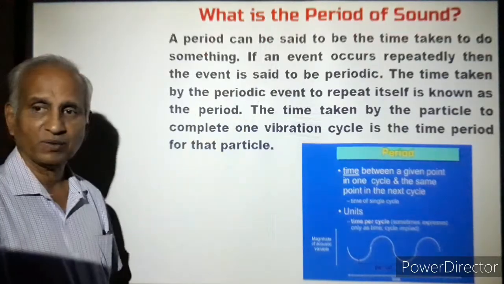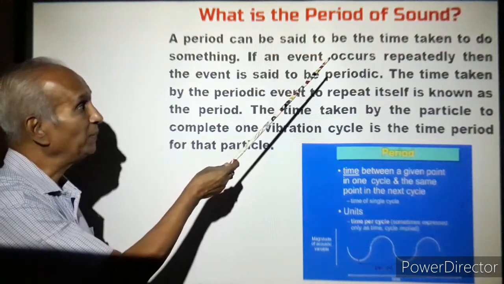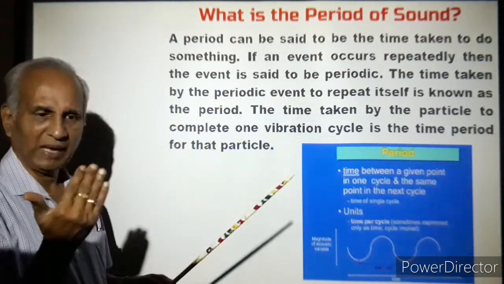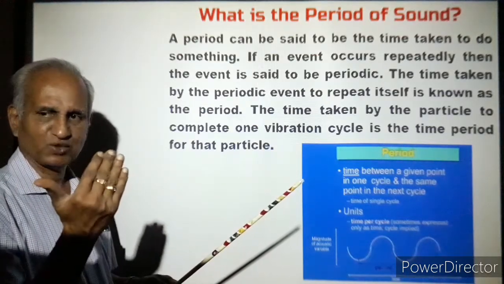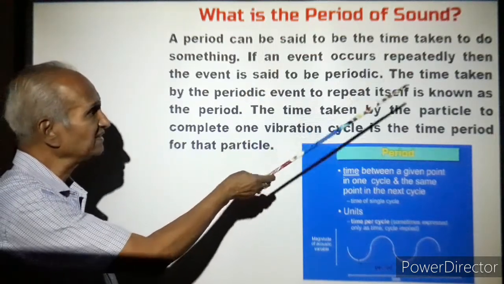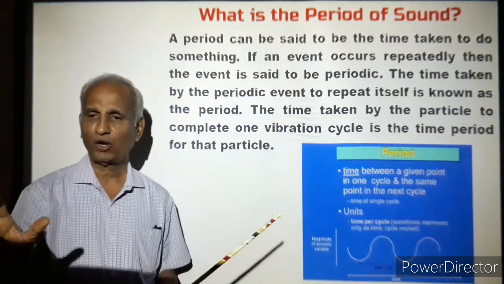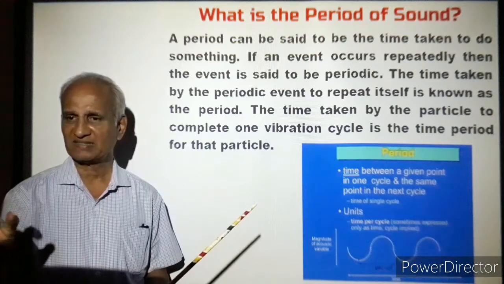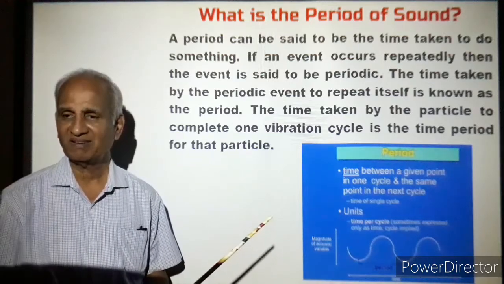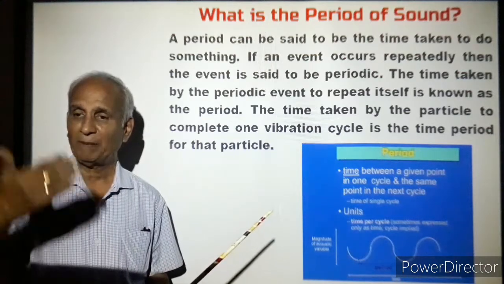What is the period of sound? A period can be said to be the time taken to do something. Here, whatever time is taken for the vibration is called the period. If an event occurs repeatedly, then the event is said to be periodic. See, you have a clock. It keeps on beating seconds. You say the sound is periodic. There's a regularity, there's a system, there's a discipline. You call it a periodic sound.